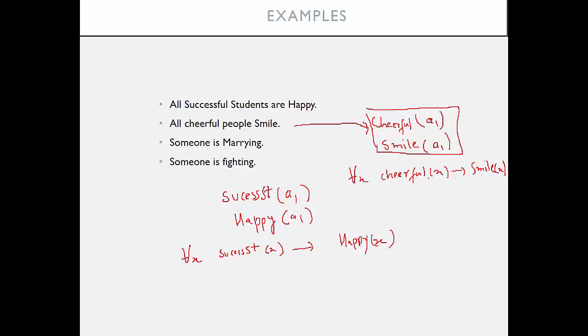For all x, if x is cheerful, then x is going to smile. Someone is marrying. There's only one thing involved here, which is someone. Okay, and x is marrying. So if x is marrying, we'll represent it with this. X is marrying.